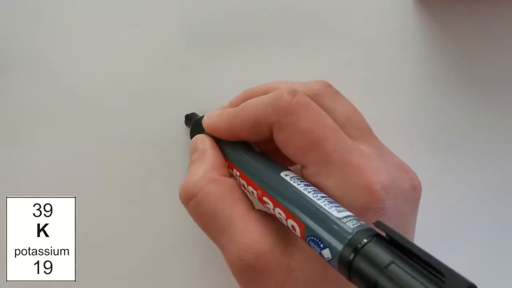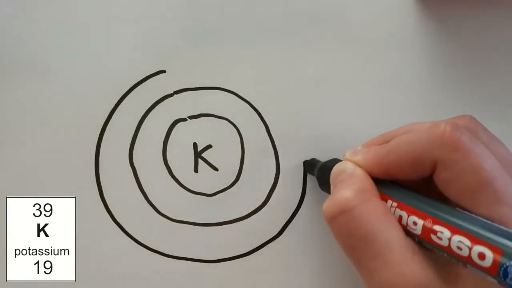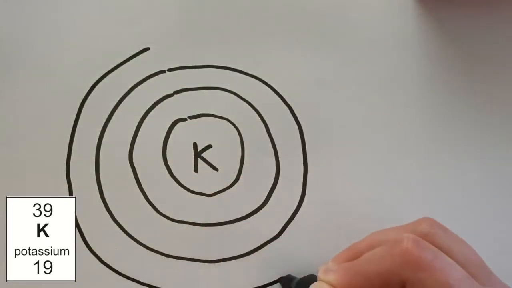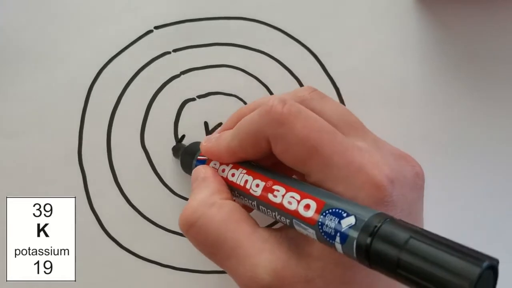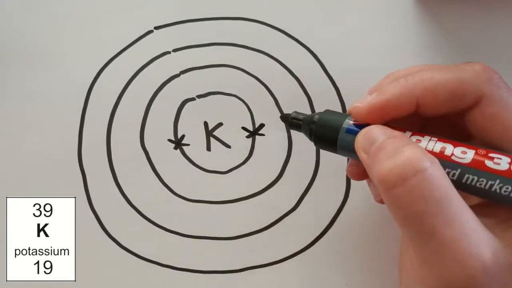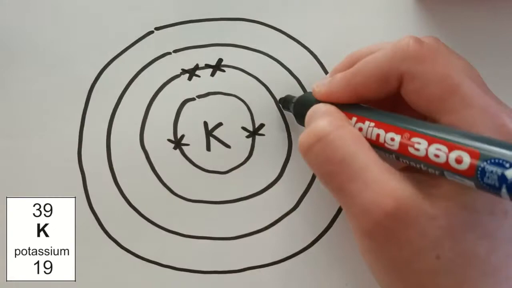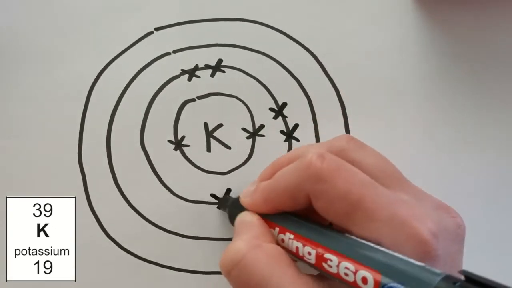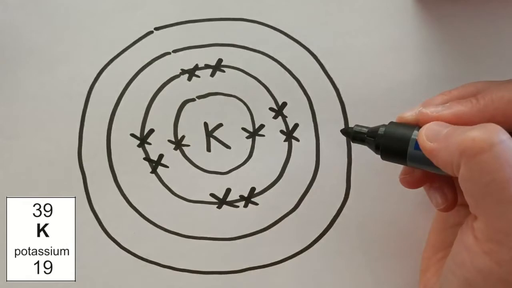Potassium has an atomic number of 19. This means that potassium atoms have 19 protons and 19 electrons. Let's begin by giving potassium 2 electrons in its inner electron shell. The first electron shell of any atom can fit a maximum of 2 electrons. So once we've filled this first electron shell, we move on to the second one. This second electron shell can fit 8 electrons, so let's give potassium 8 electrons in the second electron shell.